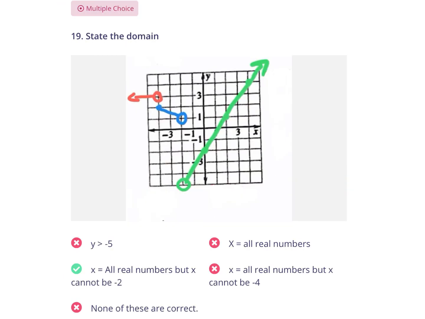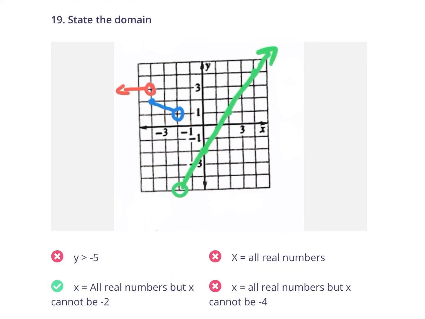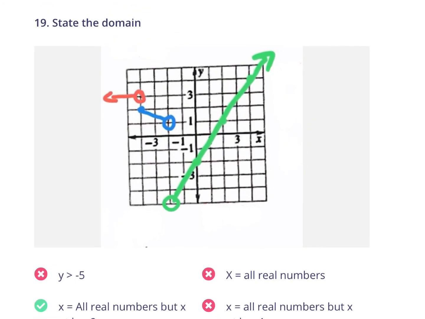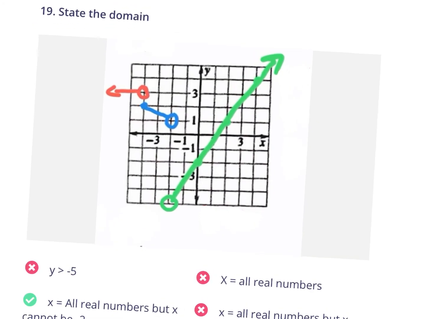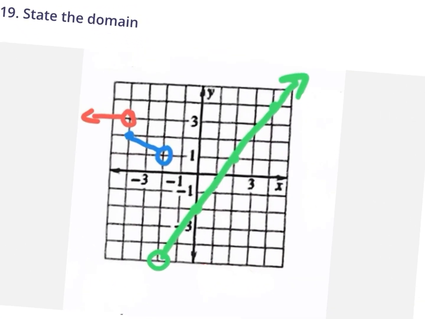Moving on. State the domain. Okay, this one, first of all, I apologize. It looks a little crooked, right? It is crooked. Let me try to straighten. How about that? That's a little bit better right there.